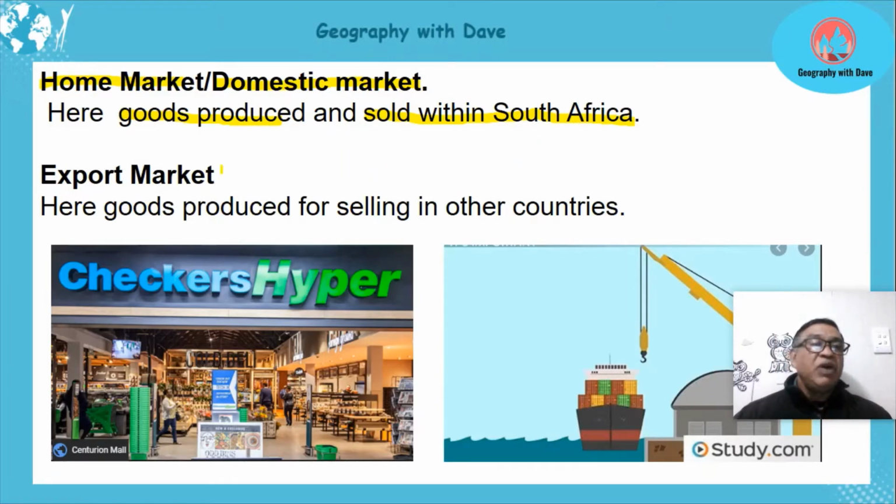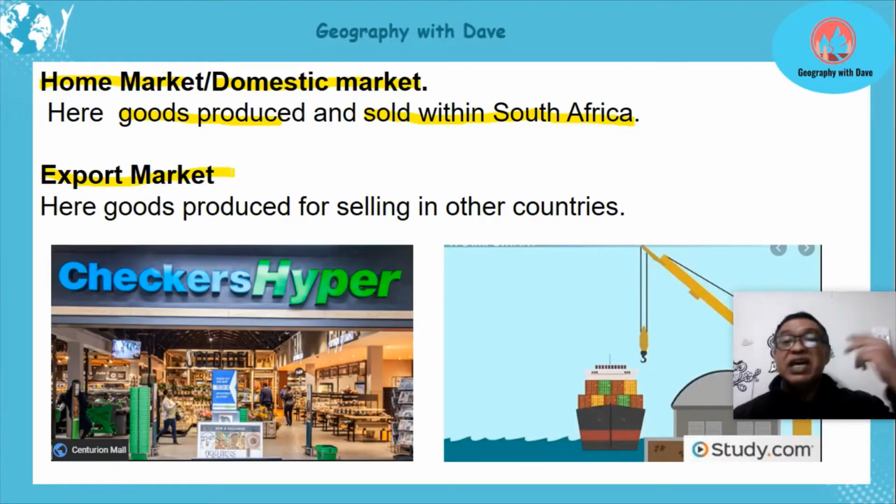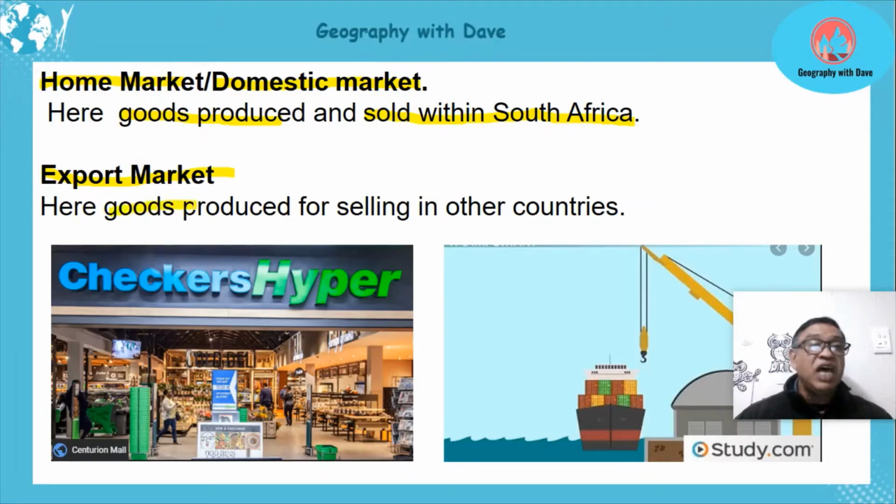Now, the export market comes from the term export. Exporting means selling or sending goods to other countries. Here, goods are produced for selling to other countries. So our hypermarket here, of course, may consist of goods from overseas, but lots of the goods found here are produced in the country for the people of South Africa.